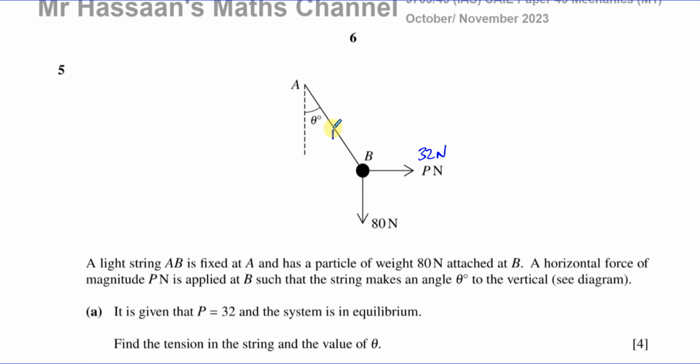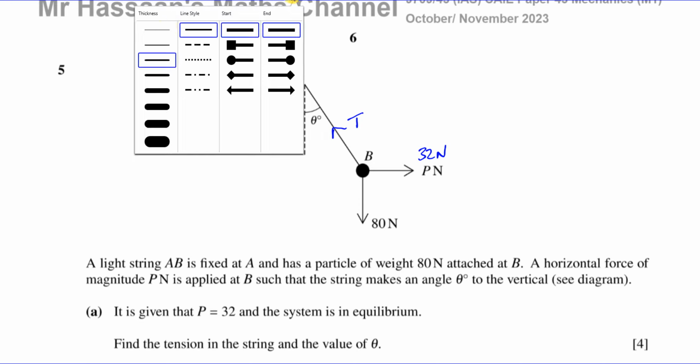So you're going to have a tension in this string, which, if we're looking at the forces acting on the particle, is going to act in that direction. We need to find the tension in the string and the value of theta. So we're going to try to resolve these forces horizontally and vertically. That seems a sensible thing to do.